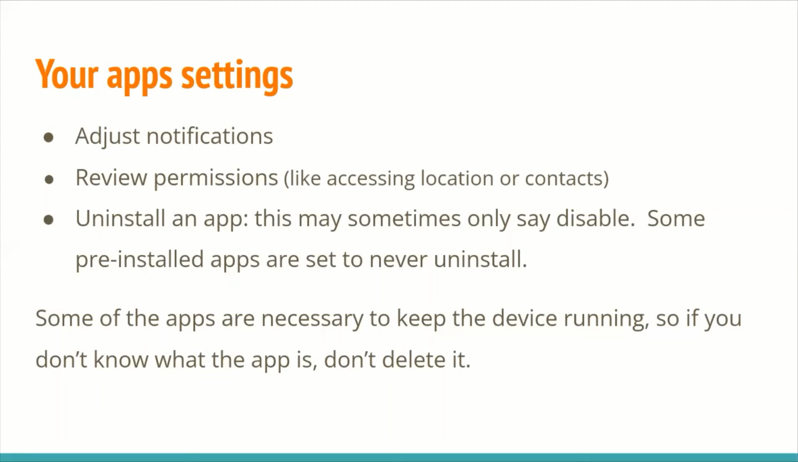And if you can uninstall the app, this is how you'll do it. Go to your notifications and you'll find the app and it will tell you whether or not you can take it out. Sometimes instead of uninstalling, it will just say disable. So if you can't take it out, you can disable it and that will stop it from running updates and giving notifications and things like that. Some of the apps are necessary to keep your device running. So if you don't know what it is, you can look it up and maybe it's something like a traffic app that you don't need. But if you don't know, don't delete it.